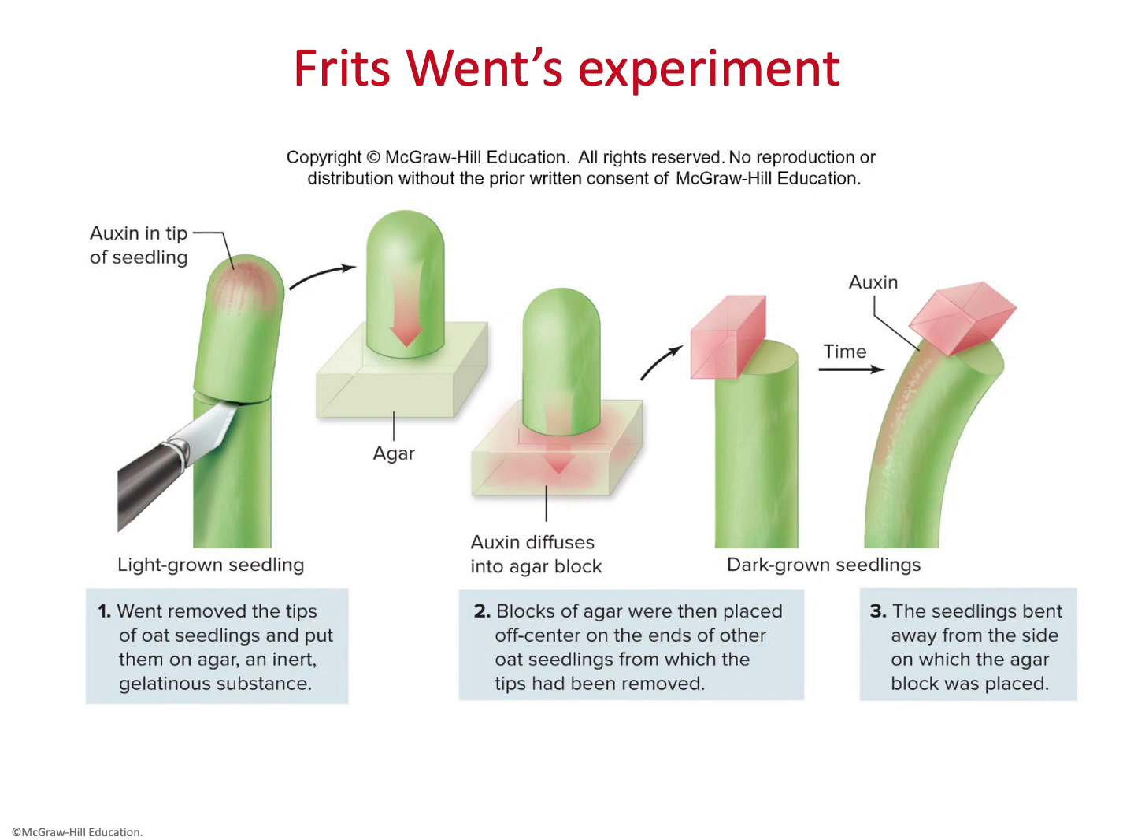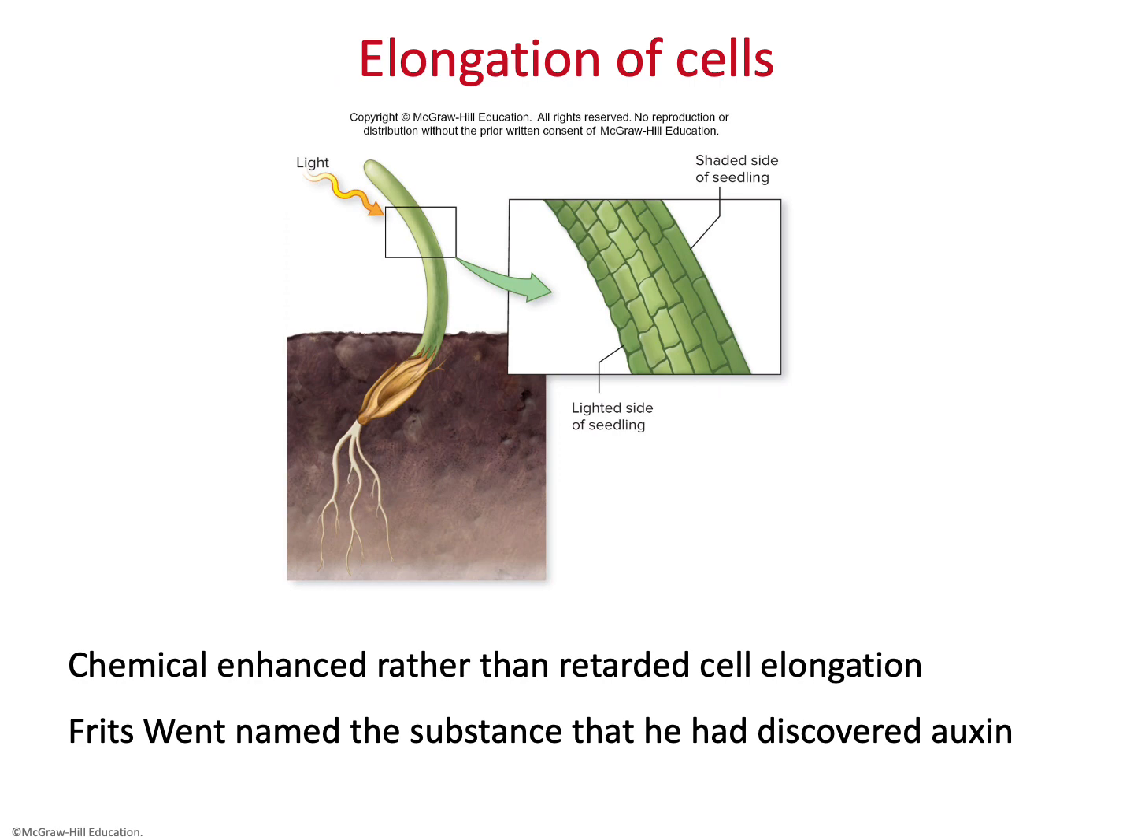As you can see, the side exposed to this agar block has bent now. So even though these were not exposed to the light, they still bent because of the chemical that diffused from that agar block that was exposed to the light. So that was his experiment. This chemical enhanced rather than retarded cell elongation, and Went named the substance he discovered auxin.